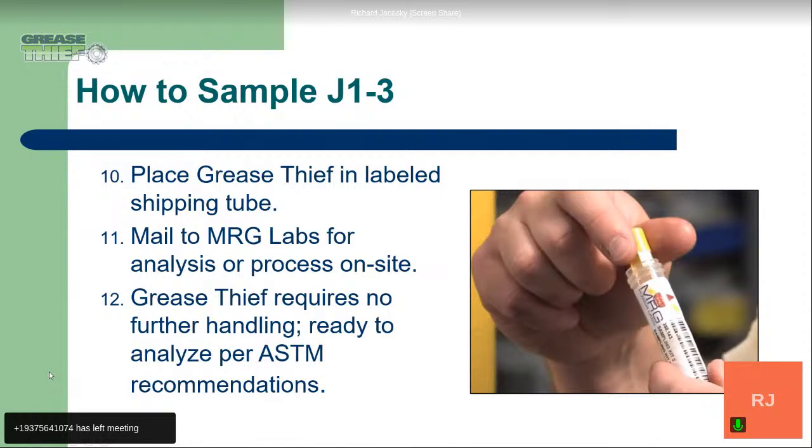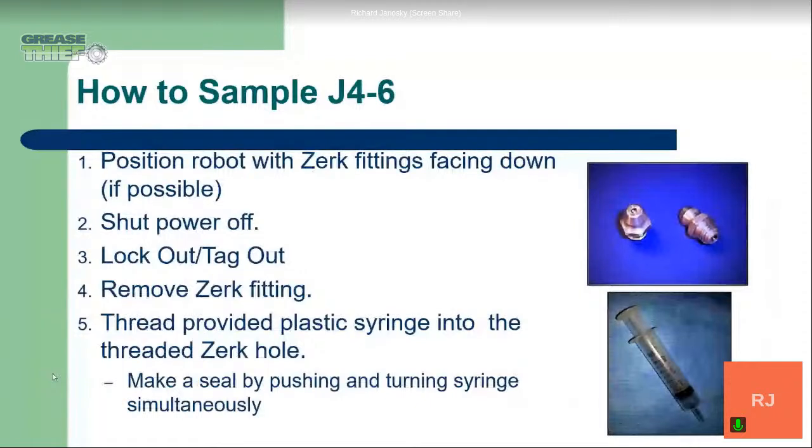So then next we have joints 4 through 6. Same thing, except for now we will have the Zerk fitting, and we'll position with the Zerk fitting facing down if possible again. We'll follow our same safety steps where we'll shut off the power, lock out, tag out so that nobody can be hurt, and then remove the Zerk fitting.